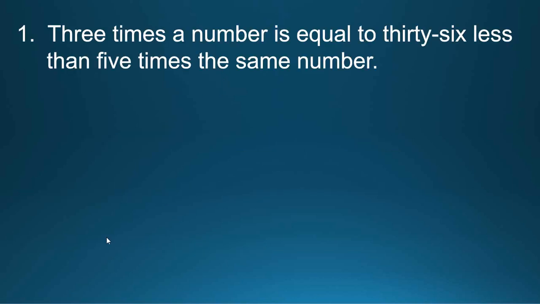Here's our first one. We're going to start out pretty easy. We have 3 times a number is equal to 36 less than 5 times the same number. Now, see how I turned that around to 5x minus 36? Because it says less than, it implies taking it away from the 5x.